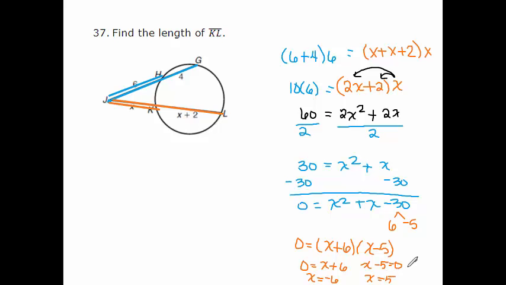And since this x represents a length, the length between J and K, I'm never going to have a negative length. So I can actually throw this one out and just use x equals 5. And since I'm looking for the length KL, x plus 2 represents KL. That would be 5 plus 2, which is 7 units.